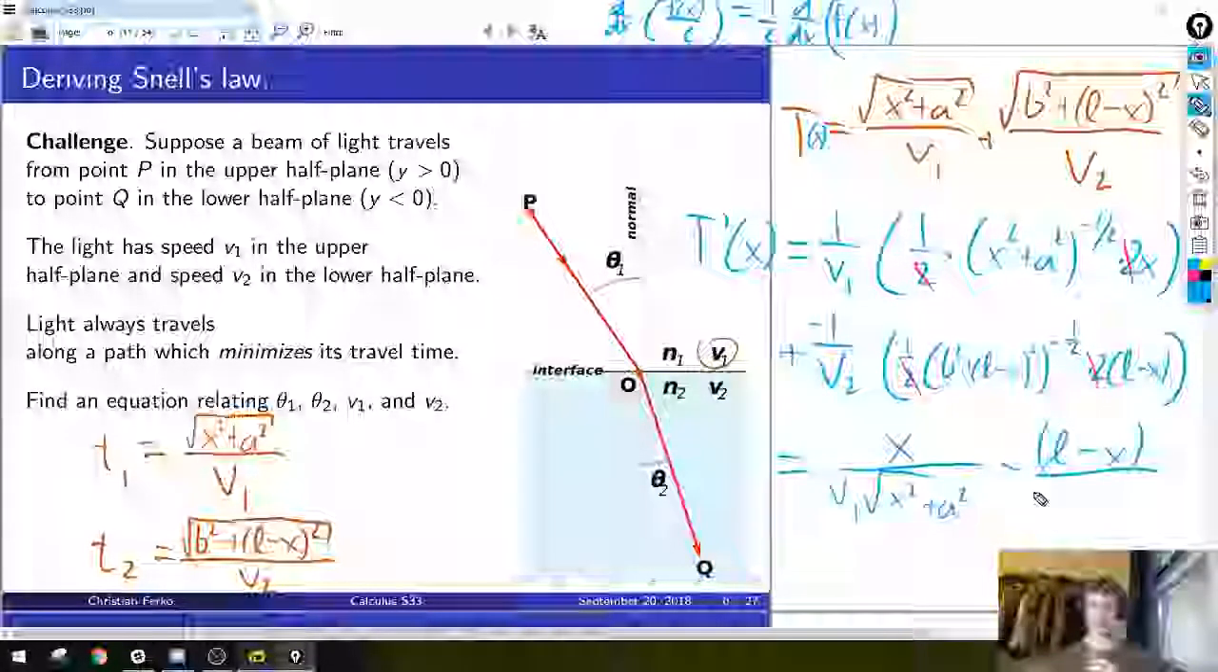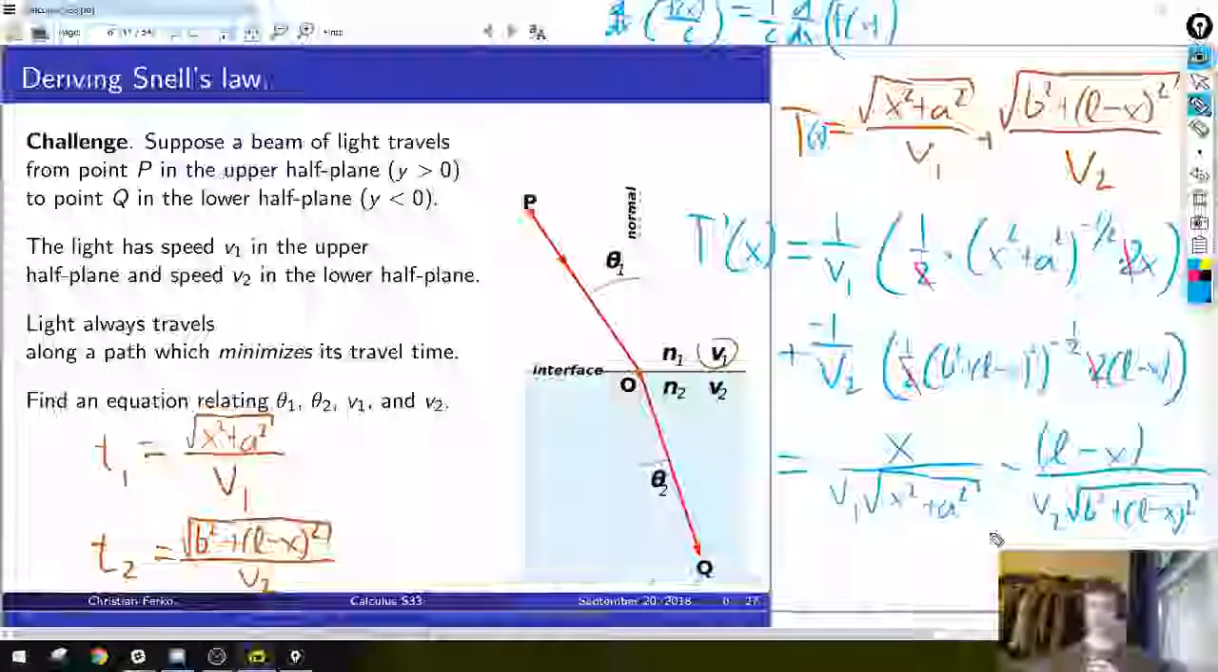And then there's a v2 and a square root of this junk: b squared plus L minus x quantity squared all downstairs. So now I'm just simplifying what you told me a moment ago. Okay. So this is pretty good, but at the end of the day, we want to find an equation which relates these angles, theta 1 and theta 2.